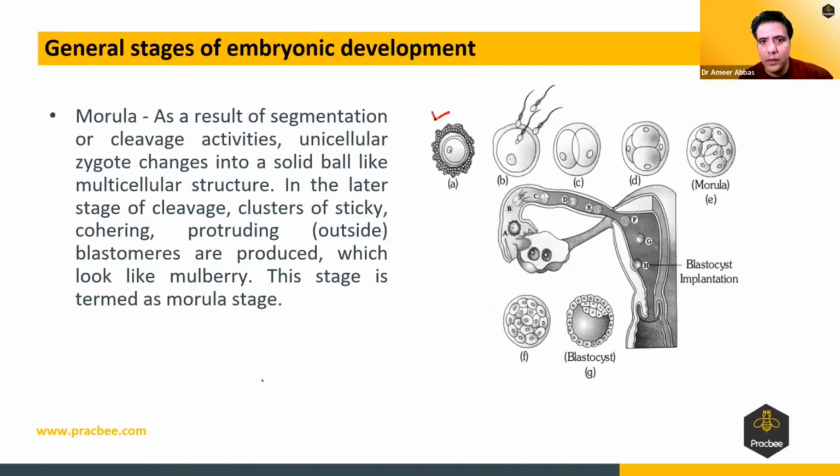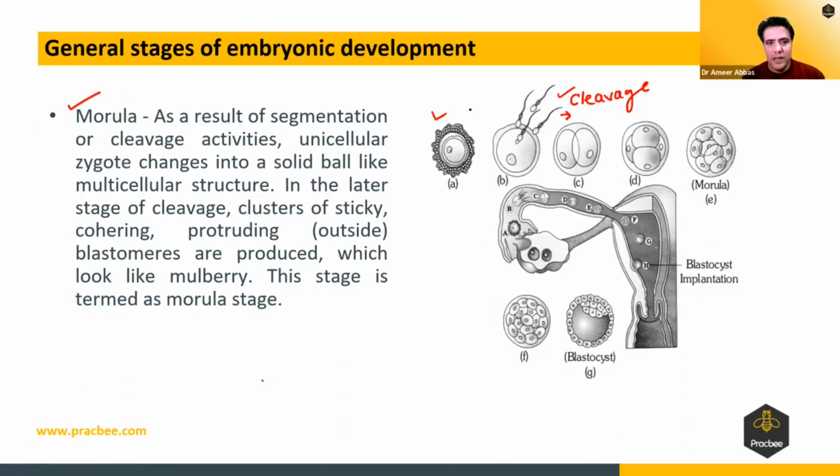Okay, this is the ova and this is fusion, and now after fusion the cell starts dividing. This phase of division, as soon as the cell starts to divide, is known as cleavage. Clear? The cell will transform into various stages, like the morula.